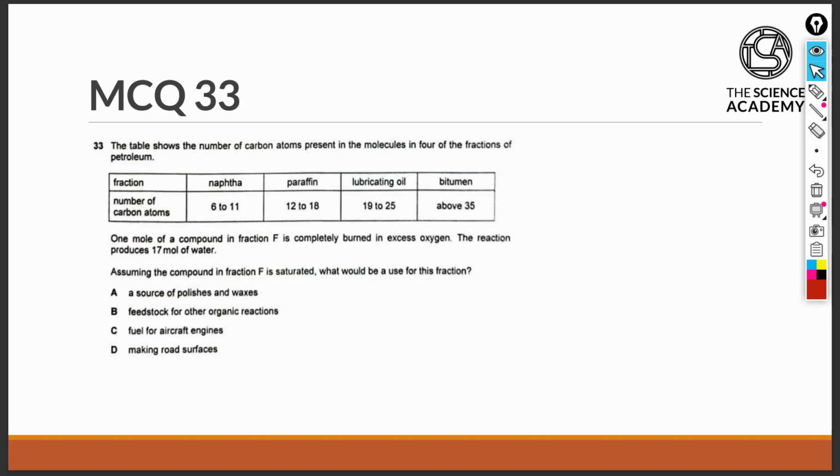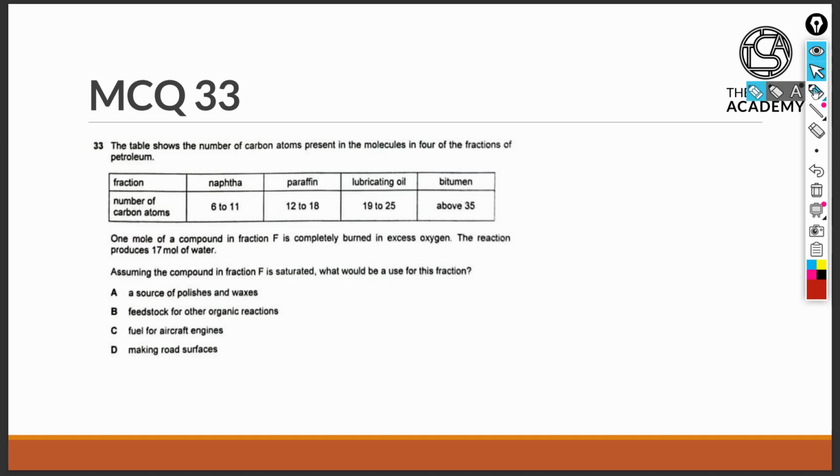Question 33. The table shows the number of carbon atoms present in the molecules in 4 of the fractions of petroleum. 1 mole of a compound in fraction F is completely burnt in excess oxygen. The reaction produces 17 moles of water. Assuming the compound in fraction F is saturated, what would be a use for this fraction?